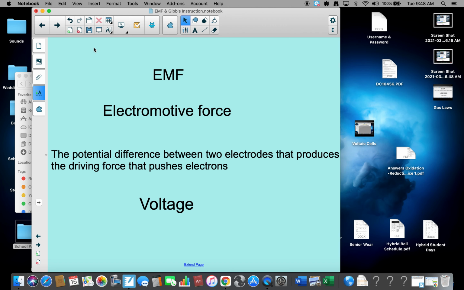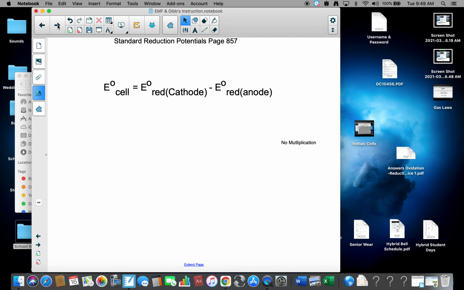All right, now, EMF stands for electromotive force. It's the potential difference between the two electrodes that produces the driving force that pushes the electrons. That's basically going to give us the voltage that we need. Now, in order to do that, we have a standard reduction potential. That's found on page 857. I'll give you a link in the Google Classroom so you can see it.